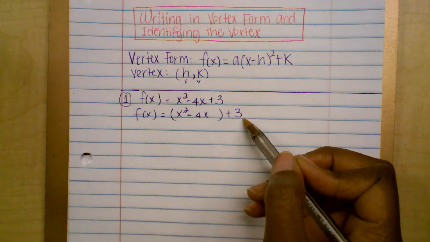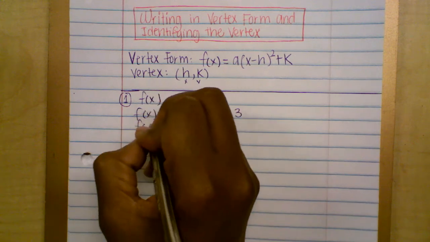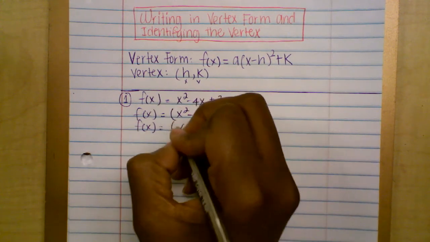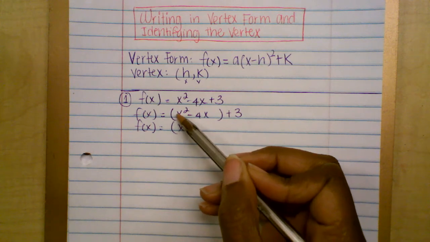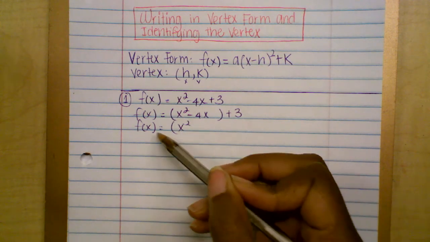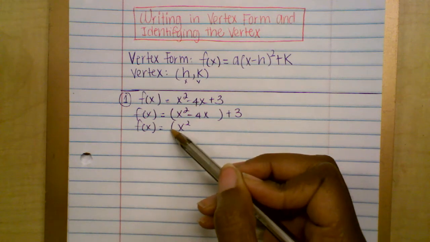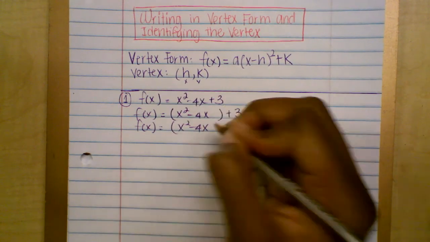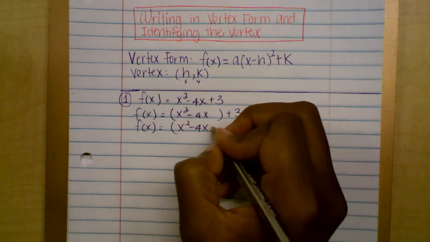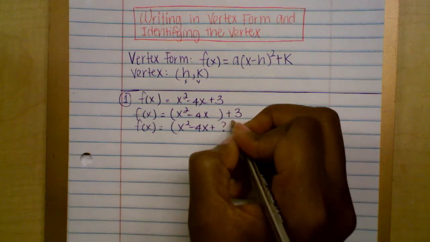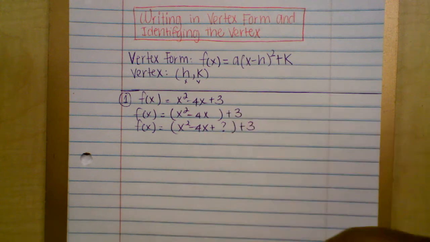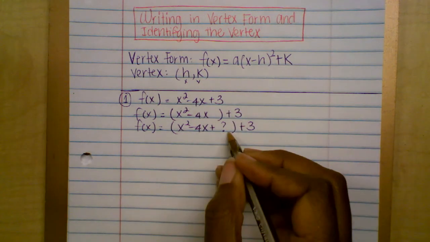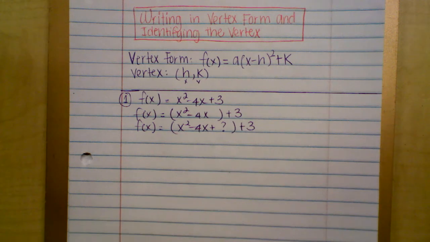Okay. Then in order to write in vertex form, the coefficient of x squared needs to be 1, and here it is already 1. So we don't need to factor out any number. Okay. So what we need to do next, we want to complete the square. We need to figure out what number to add to x squared minus 4x to get a perfect square trinomial. Okay. How would you get that number to add?